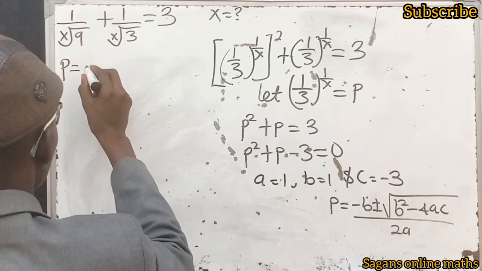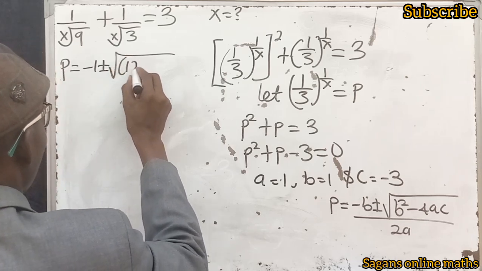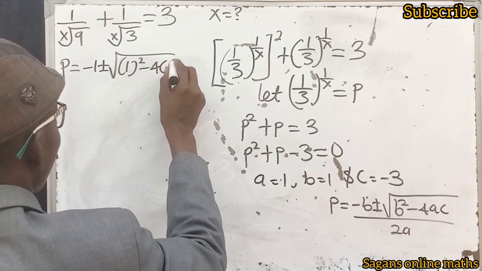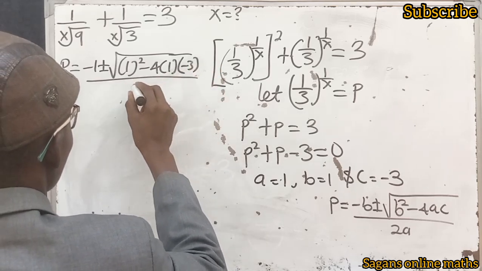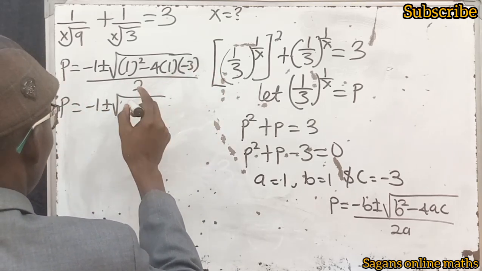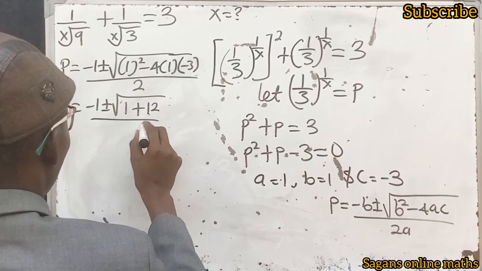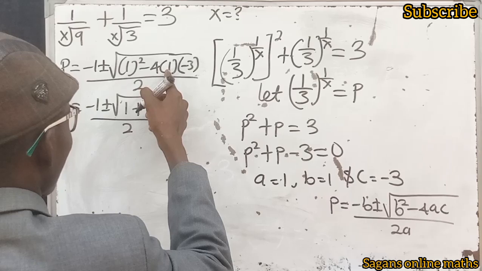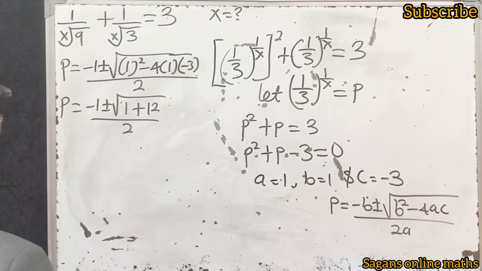Minus b, that means minus 1, plus or minus the square root of b square, which is 1 square, minus 4 into 1 into minus 3, divided by 2. So our p is equal to minus 1 plus or minus the square root of 1 plus 12, divided by 2. Because minus 4 times 1 is minus 4, minus 4 times minus 3 is 12, because minus times minus is positive.